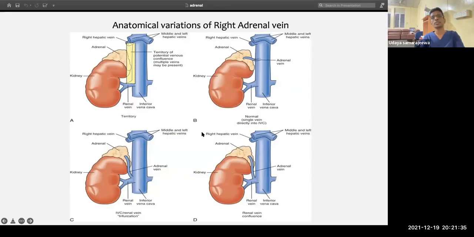These are the anatomical variations of the right adrenal vein. I specifically selected the right adrenal because it is sometimes challenging, especially in a large tumor, to approach the vein. The normal right adrenal vein is very closely related to the IVC, and sometimes part of it can even be behind the IVC. The normal vein is very short and straight to the IVC, but there are variations. The adrenal vein can drain directly into the confluence of the right renal vein and the IVC, or sometimes straight into the right renal vein.